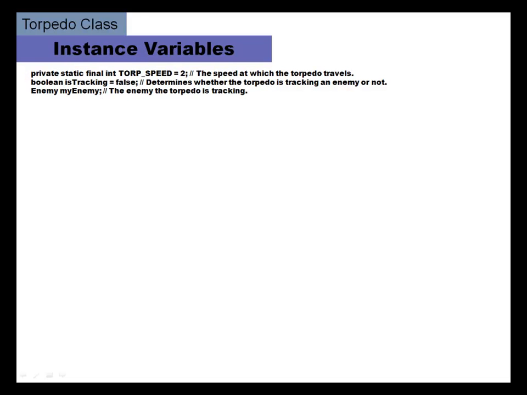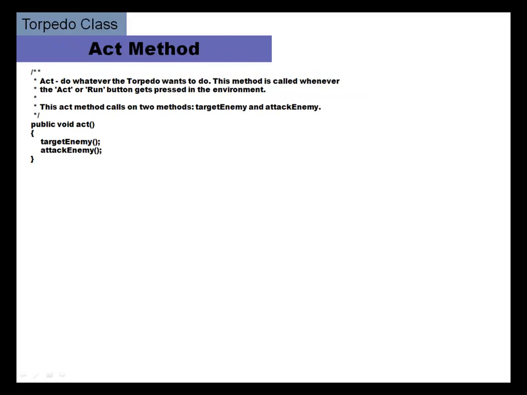The instance variables set the speed if the torpedo is tracking an enemy and which enemy the torpedo is tracking. Note the use of static final, which prevents any programmatic changes to be made to the variable. The act method consists of two method calls which you'll add shortly hereafter.